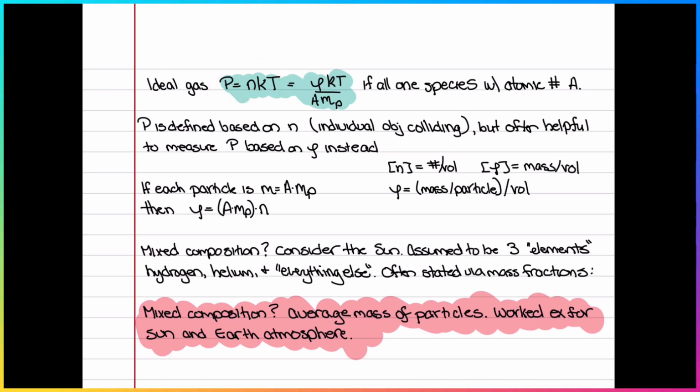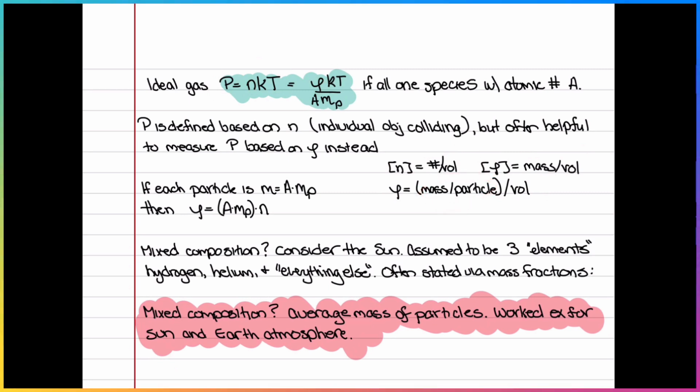Remember, it's from collisions, right? Individual objects running into things. But sometimes it is more useful to quantify things based on the mass density, kilograms per meter cubed, compared to the number density. Now if we think of units, the number density is number per volume, the mass density is mass per volume. So really what this mass density is, it's connected to the number density, but then each particle itself has a particular mass.